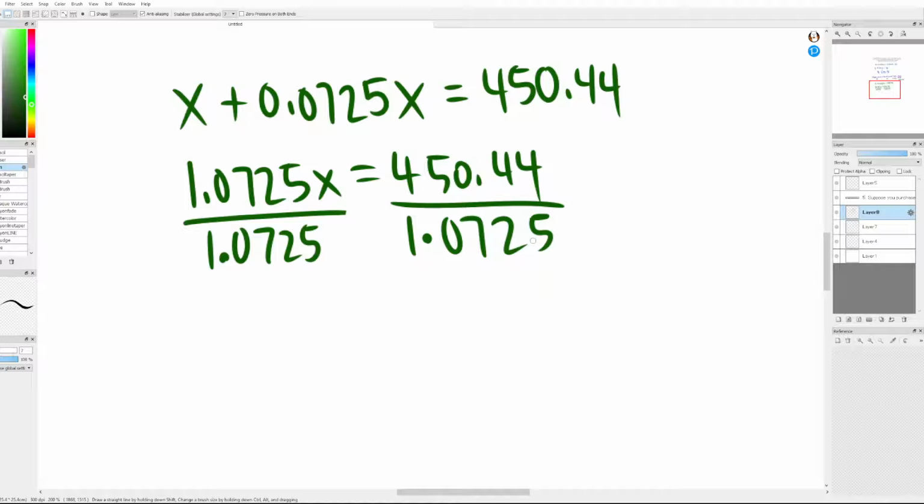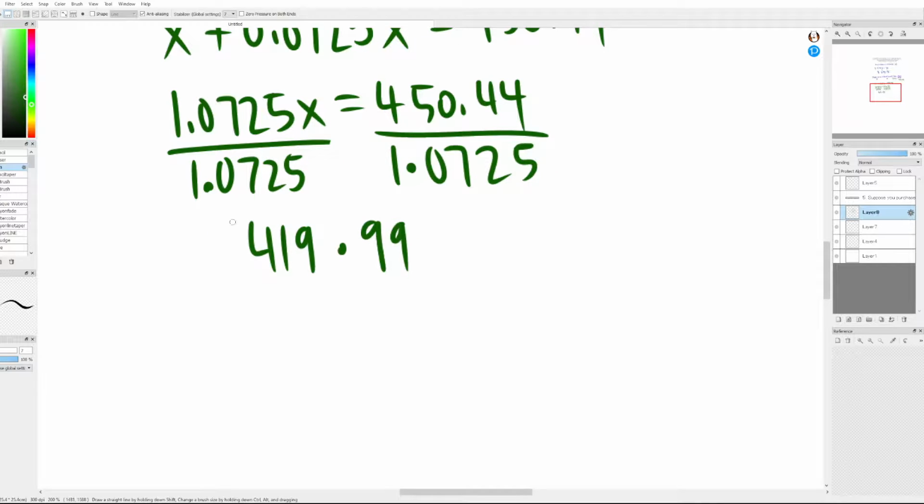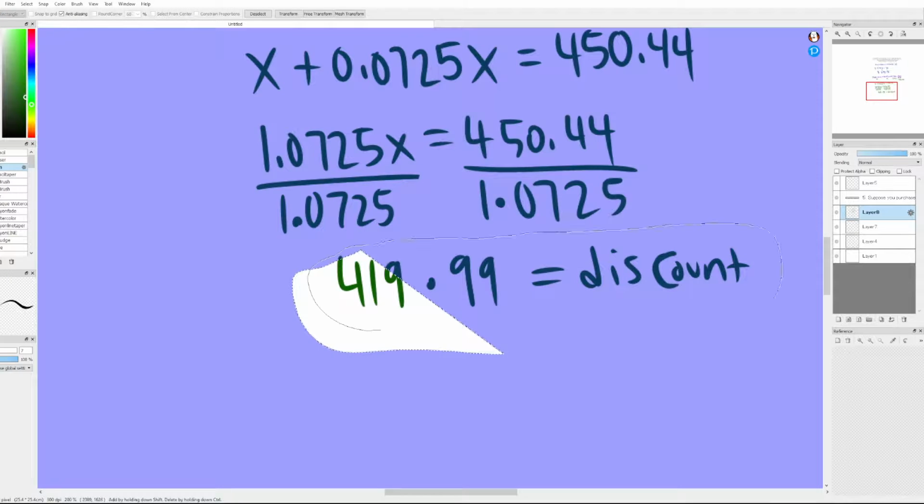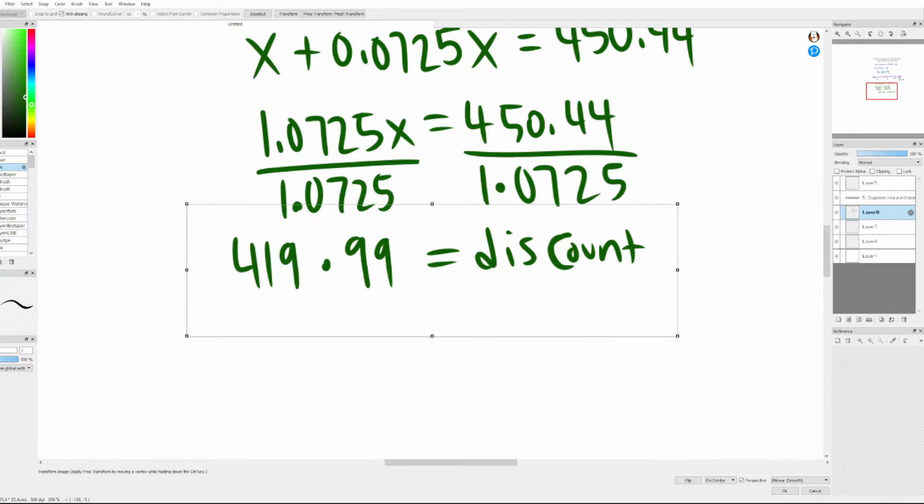Let me calculate that really quickly. 450.44 divided by 1.0725 is going to equal $419.99. So this is the shelf price. It's not the final answer we want because there's still a 40% discount, but you don't apply the 40% discount to the price that you have on your receipt. You apply it to the shelf price.